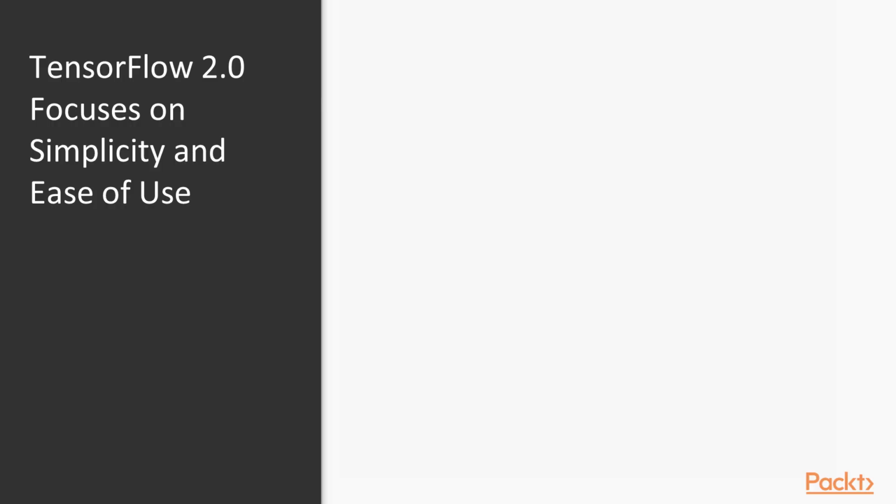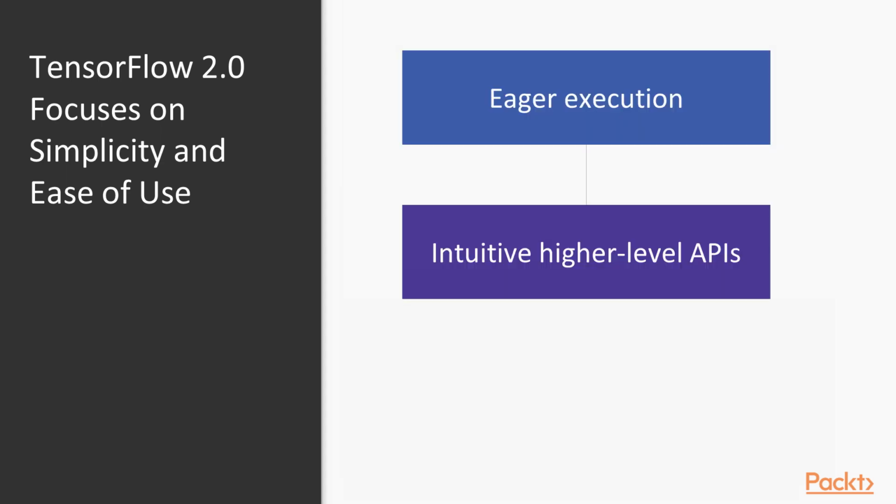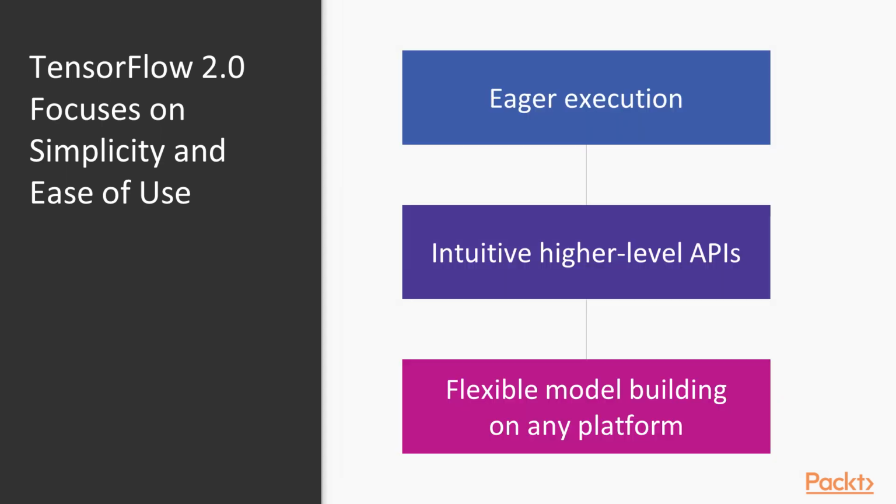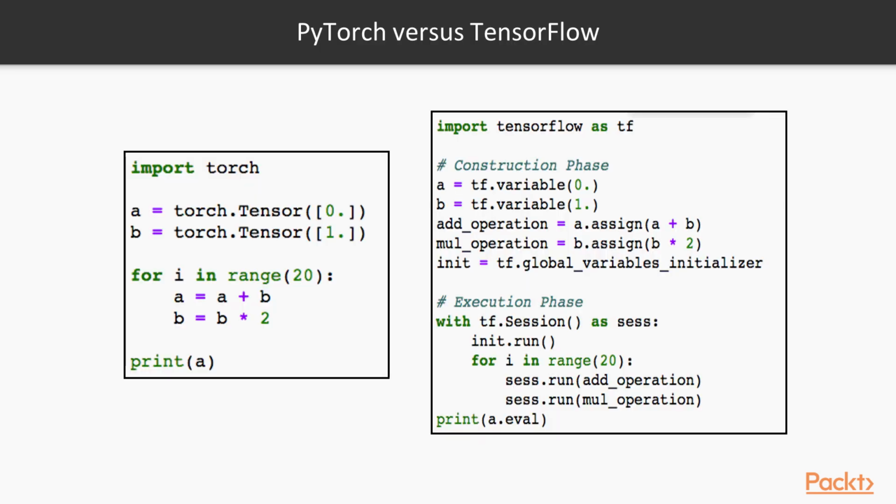TensorFlow 2.0 focuses on simplicity and ease of use. The three major features introduced in TensorFlow 2.0 are eager execution, intuitive higher-level APIs, and flexible model building on any platform. Now let's compare PyTorch with an earlier version of TensorFlow.